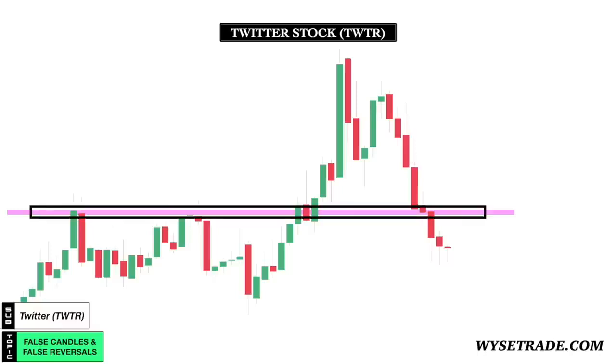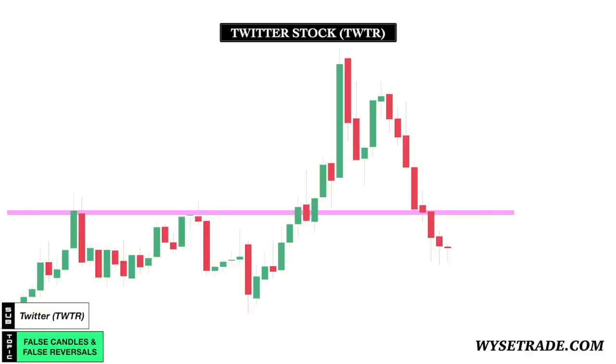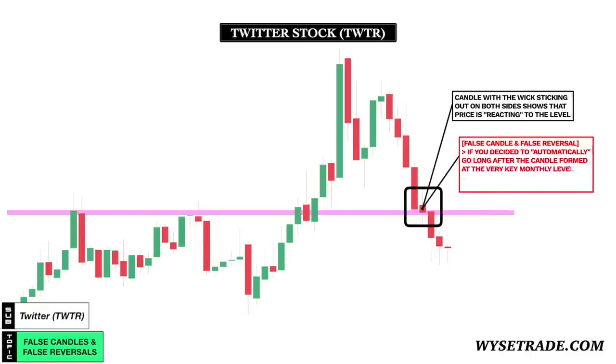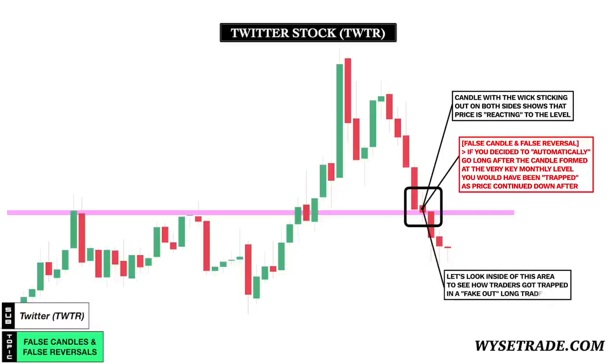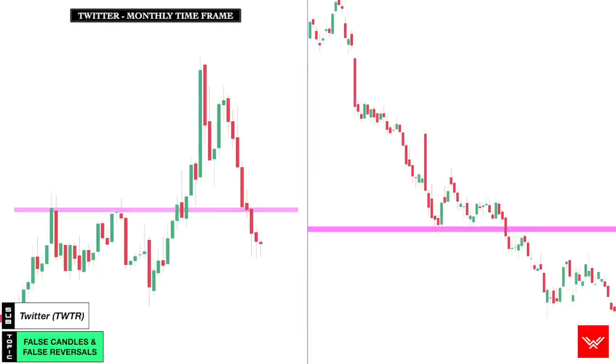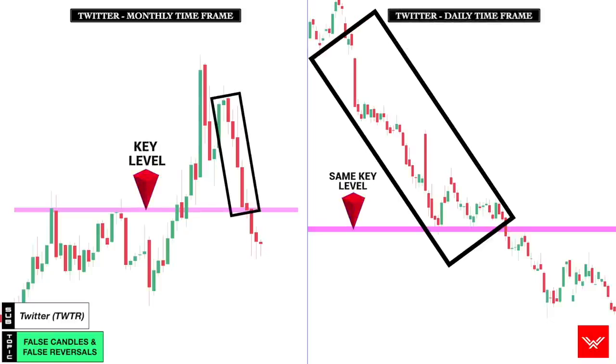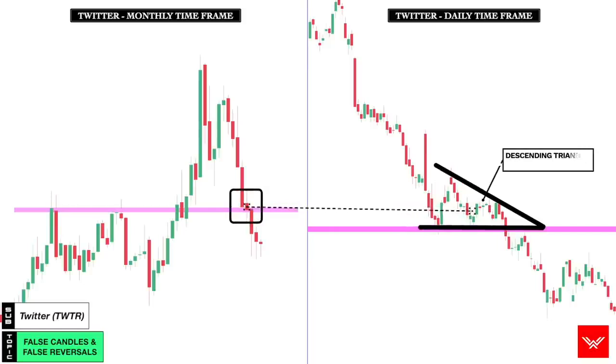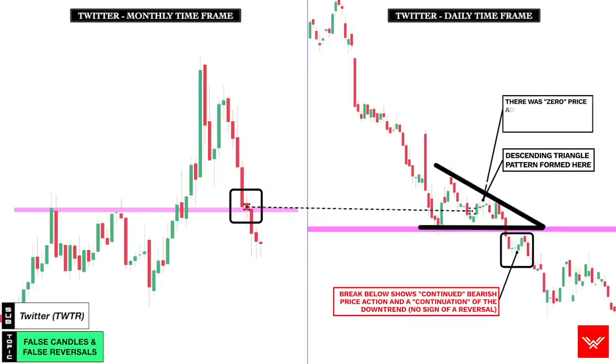You noticed this very key level here because of these two reversal points. When price reached the level, you had this small candle with the wick sticking out, which shows a reaction. Again, if you decided to automatically go long, you would have been trapped as price continued down. So let's pull up the daily time frame to look inside of the candle and why this long setup failed. On the left is the monthly time frame we just looked at, and on the right is the daily time frame. Same key level, same downtrend. This area here, where the candlestick formed, is this same area here. You had a descending triangle that then breaks below, which shows more bearish momentum and a continuation of the downtrend.